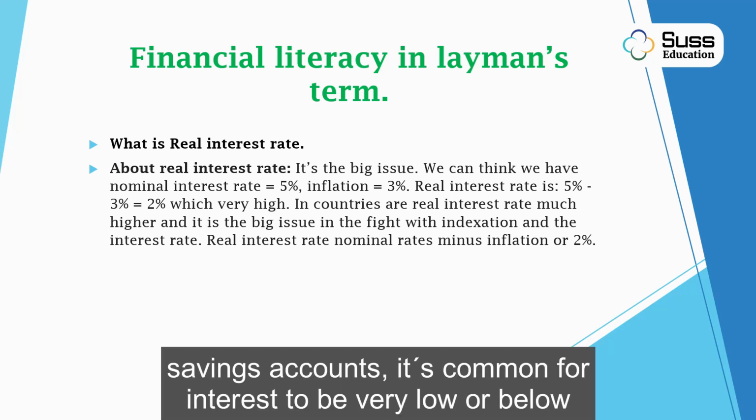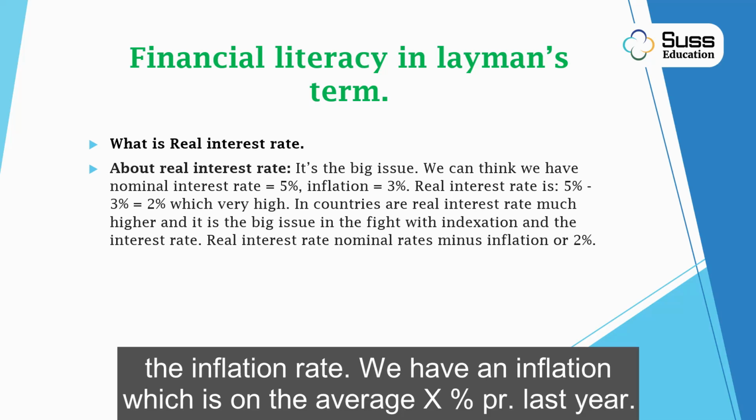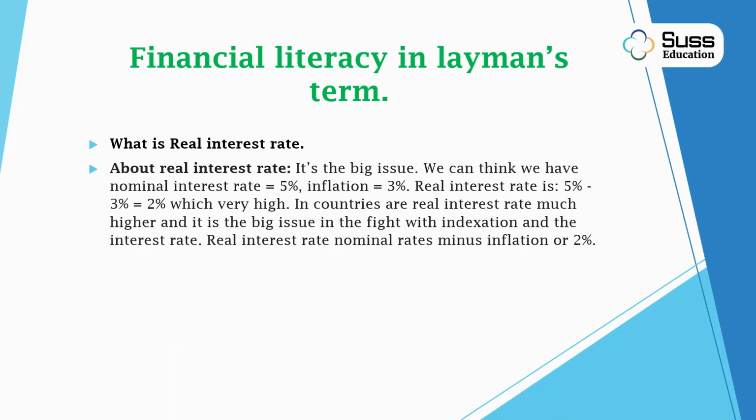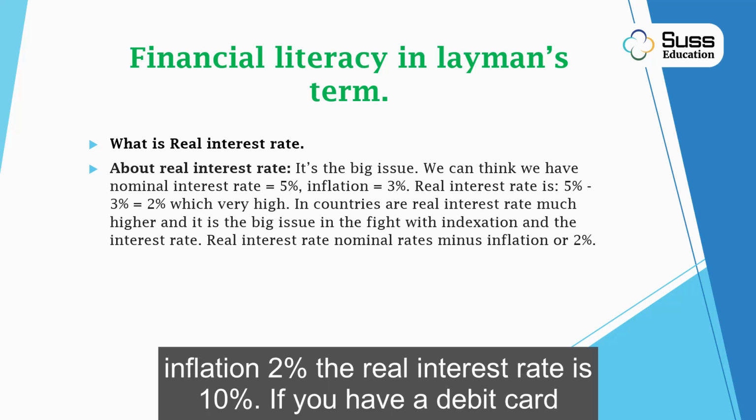In our savings accounts it's common for interest to be very low or below the inflation rate. We have an inflation which is on average X% per last year. So if you take an overdraft loan on, for example, 12% and the inflation is 2%, the real interest rate is 10%.